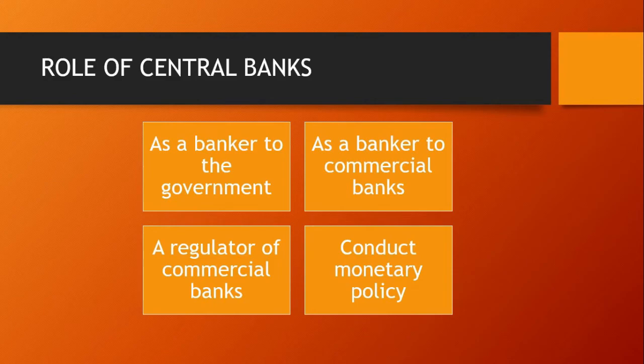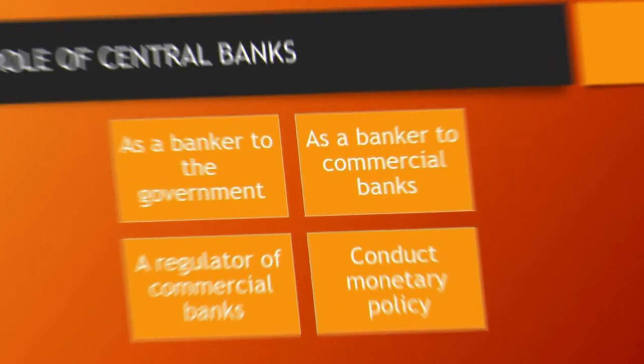So the next role is a regulator of commercial banks. What it means by regulator of commercial banks is that the central bank regulates and supervises commercial banks on how they operate, and they make sure that the commercial banks are not abusing the customers' money. So the last one is to conduct monetary policy. As we know, the central bank controls the money supply so that they can change the interest rate, and they are also in charge of changing the exchange rate in order to achieve macroeconomic objectives.